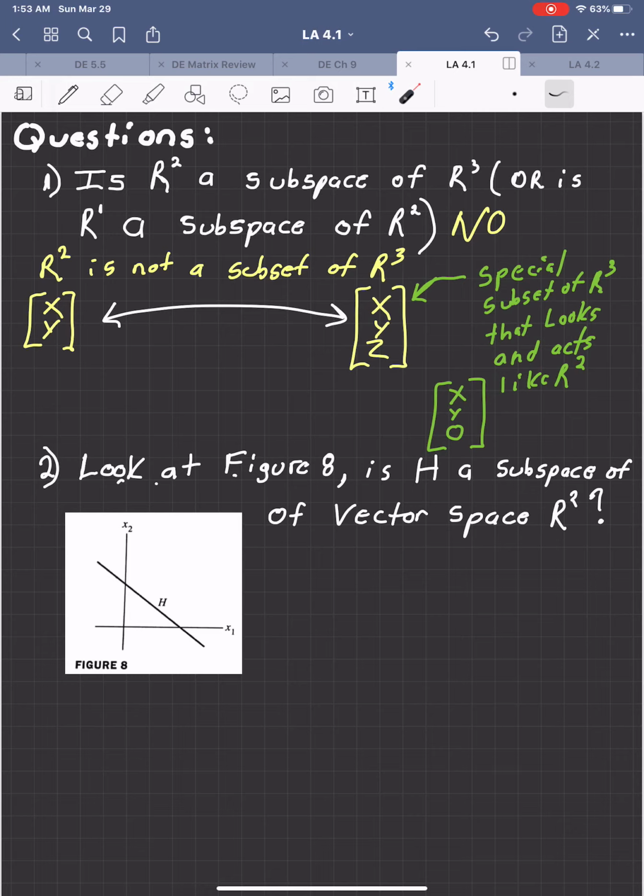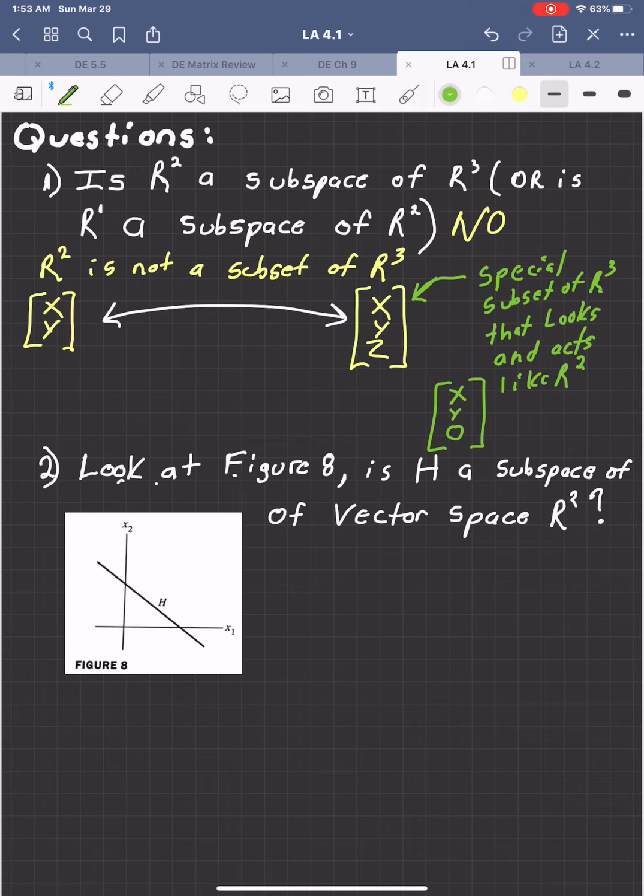All right, now I tell you what, I'm going to read this to you, pause it, take 30 seconds to see if you can answer the question, and then press play. Ready? So look at the following graph, the following figure 8, and answer the question: is H, that's this line right here, a subspace of vector space R2? Pause it, and I'll come back and I'll answer the question.